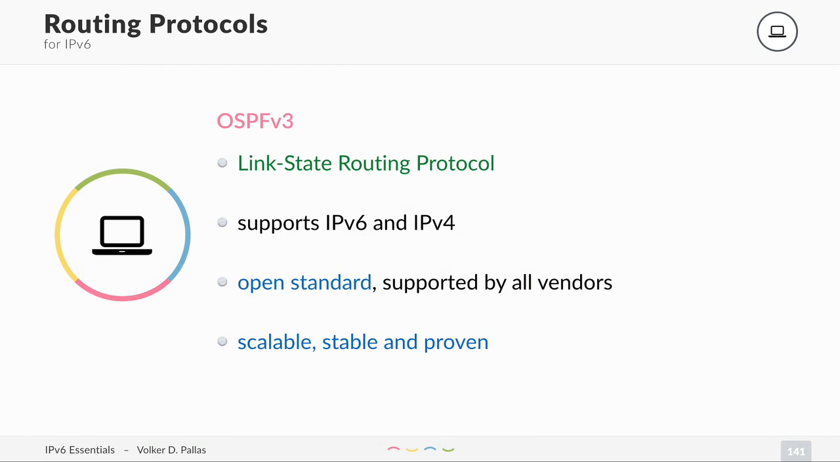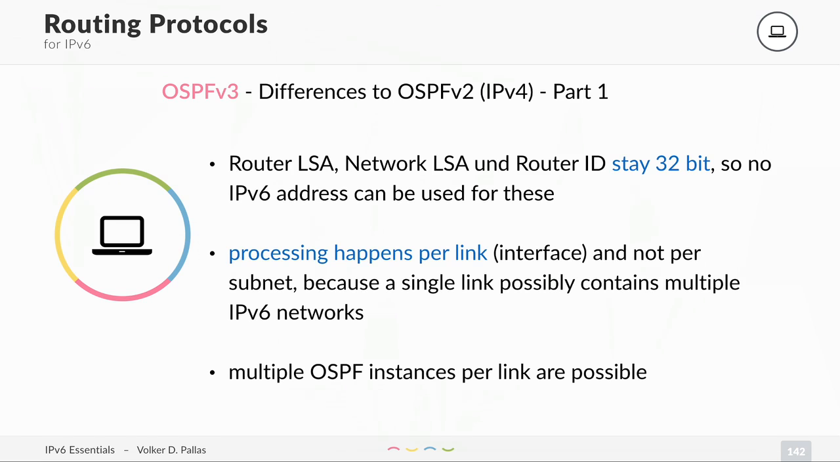Better option is OSPF. We have OSPF version 3. This is a link state routing protocol and it supports IPv6 and IPv4. OSPF is also an open standard and is supported by all vendors. OSPF is really scalable, it is stable, and it is proven in IPv4 and also in IPv6. Let's have a quick look at the difference between OSPF version 2 for IPv4 and OSPF version 3 for IPv6.